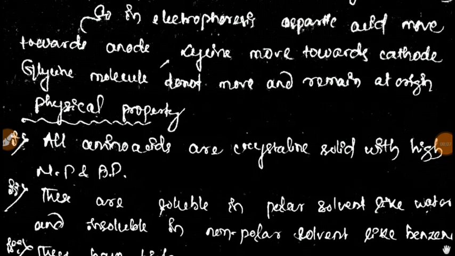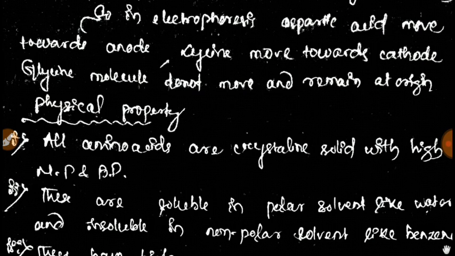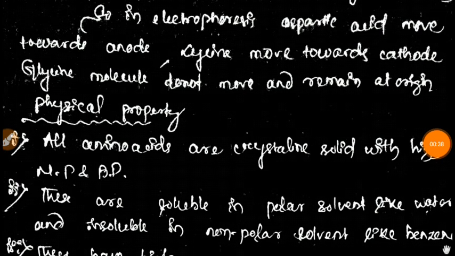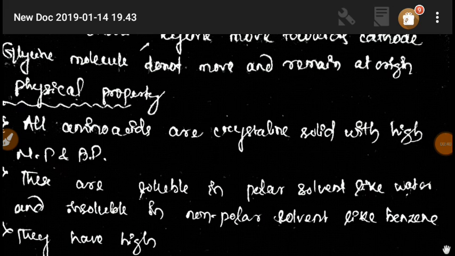Now I will discuss the physical properties of amino acids. At first, all amino acids are crystalline solids as they have hydrogen bonds, with high melting point and boiling point. Second, these are soluble in polar solvents like water and insoluble in non-polar solvents like benzene. A polar solvent has a difference of electronegativity in the compound. Again, amino acid can form a dipolar ion, so it is a polar compound, and like dissolves like, so these are soluble in polar solvents.